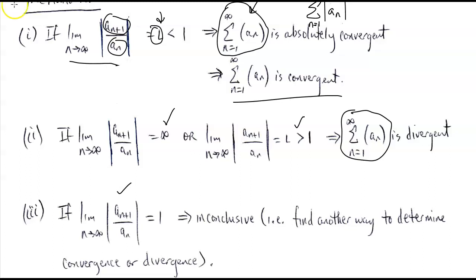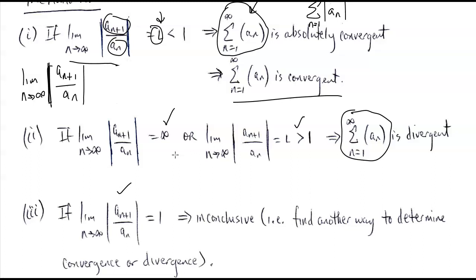Again, the main thing is we want to evaluate the limit as n approaches infinity of the absolute value of a sub n plus 1 over a sub n. Of course, if it's a real number less than 1, the series absolutely converges. If it is infinity or greater than 1, then it's going to diverge. And if this limit equals 1, then it's inconclusive.